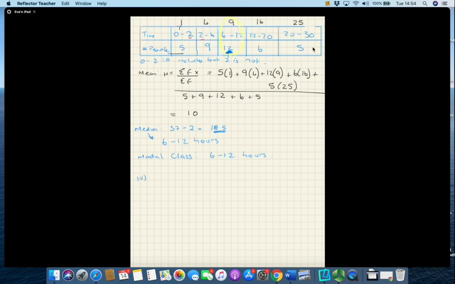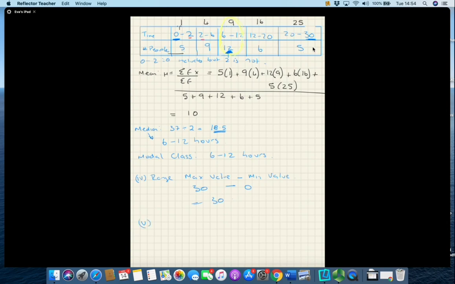Question 4 is range. It's my max value minus my min value. Okay, so for a frequency distribution table, the most somebody could be watching telly is 30 hours. The minimum somebody could be watching telly is 0 hours, so my range is 30.